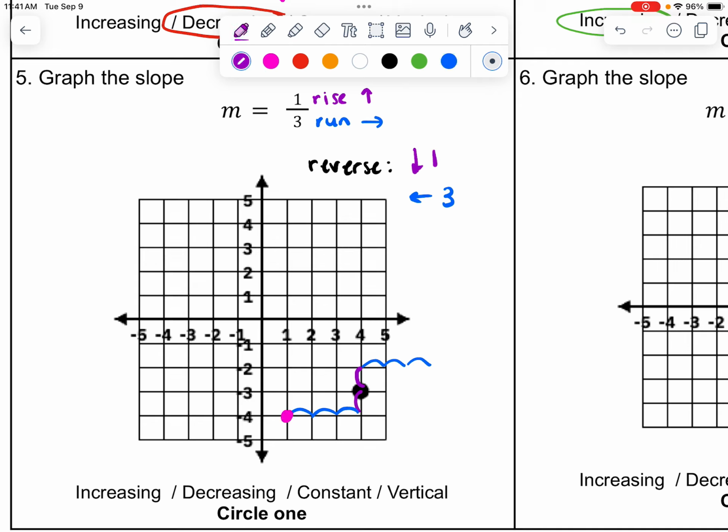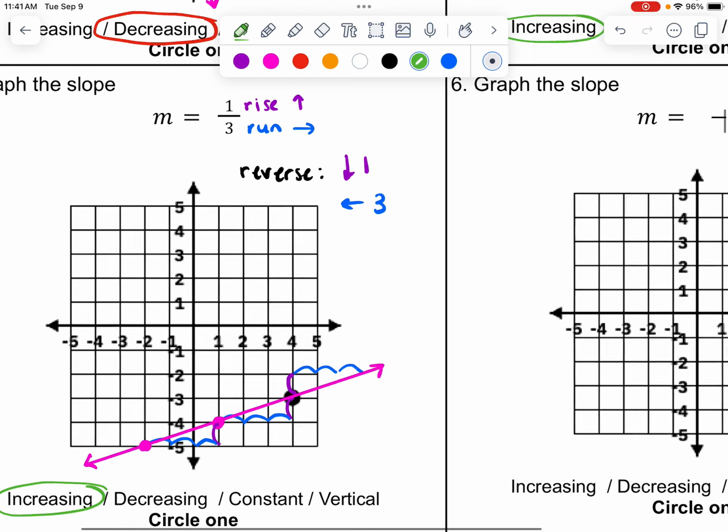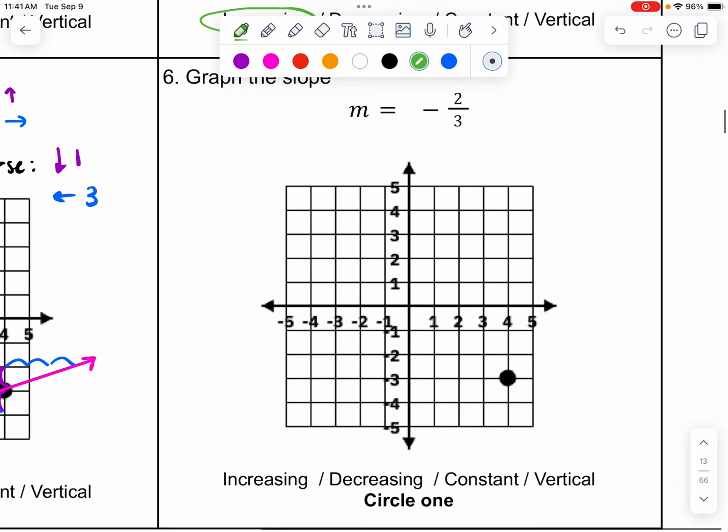I even have room to do that again. Down 1, left 3, and put a new point there. Then I can draw my nice straight line through my points. Since this graph is going uphill, it is increasing. Last but not least, let's try that one more time.